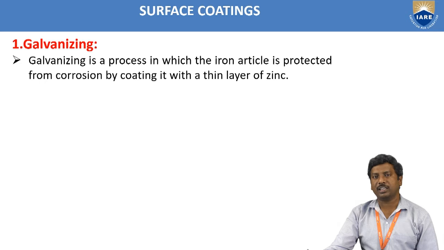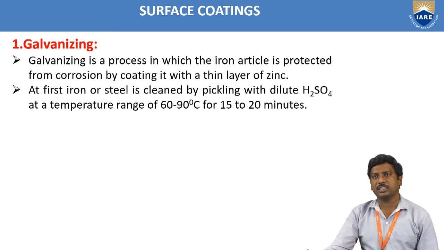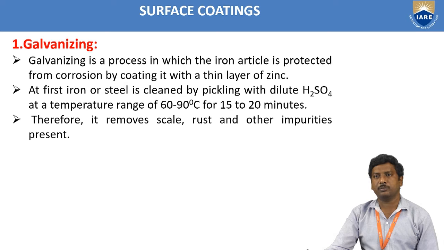First of all, galvanizing. Galvanizing mainly involves the coating of zinc on a base metal of iron. It is the process in which iron is protected from corrosion by coating it with a thin layer of zinc. At first the iron or steel is cleaned by pickling with dilute sulfuric acid at a temperature of 60 to 90 degrees centigrade for 15 to 20 minutes. This removes impurities like scale, rust and others present on the base metallic surface.